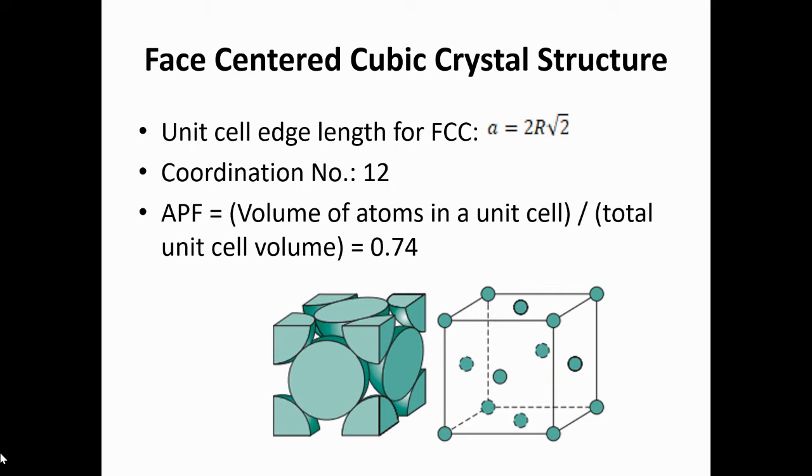The total volume of the cell comprises the volume of the cube, which is generated from the centers of the corner atoms. Two other important characteristics of a crystal structure are the coordination number and the atomic packing factor.